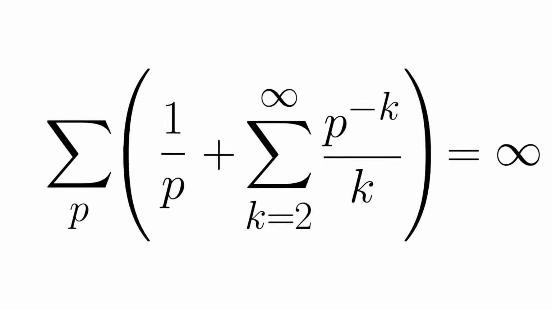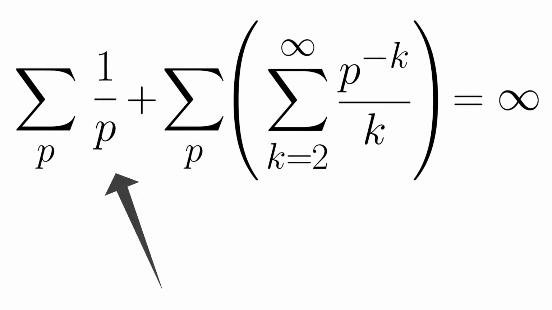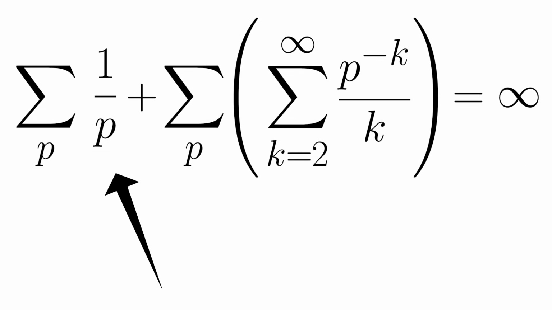Now, if I distribute this sum, on the left, I get the sum over the primes of 1 over p. That's the sum Euler is interested in here. Plus, then the sum over the primes of the sum as k goes from 2 to infinity of p to the minus k over k. And the sum of these sums, we know that sum is infinite. And what that tells us is at least one of this sum on the left and this sum on the right has to be infinite, because if they were both finite, their sum would be finite.